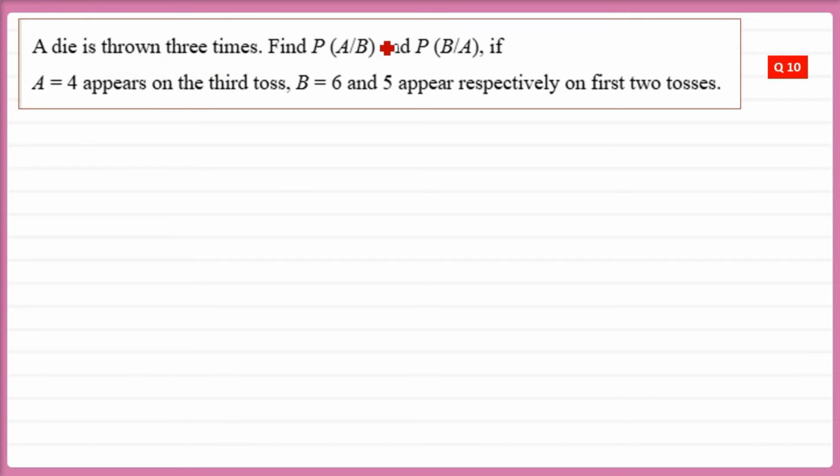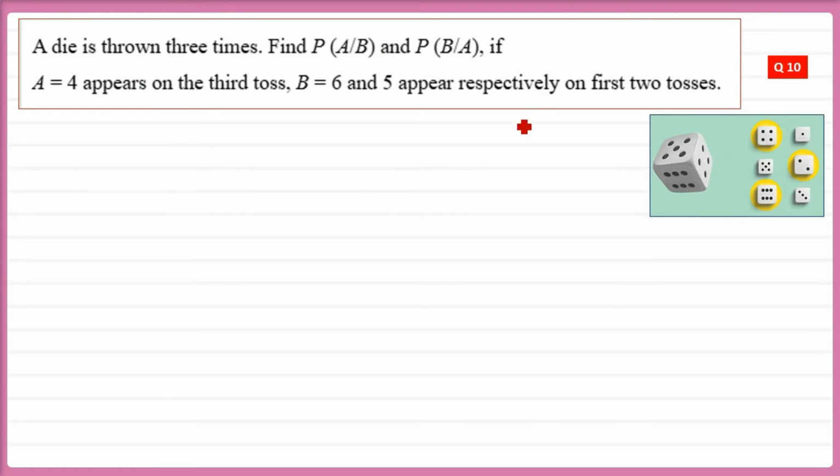A die is thrown 3 times. So this is a die. A die is a six-faced shape, which is a cube, and in this cube all the faces will have a number from 1 till 6. 6 faces, 6 numbers. So a die is thrown 3 times. The question remains the same if the 3 dice are thrown at the same time.